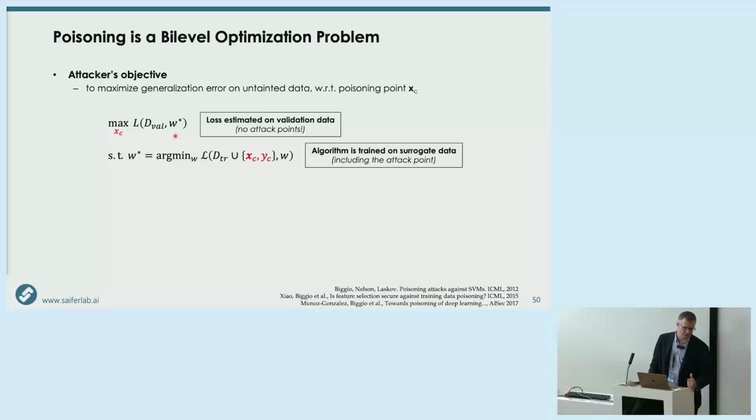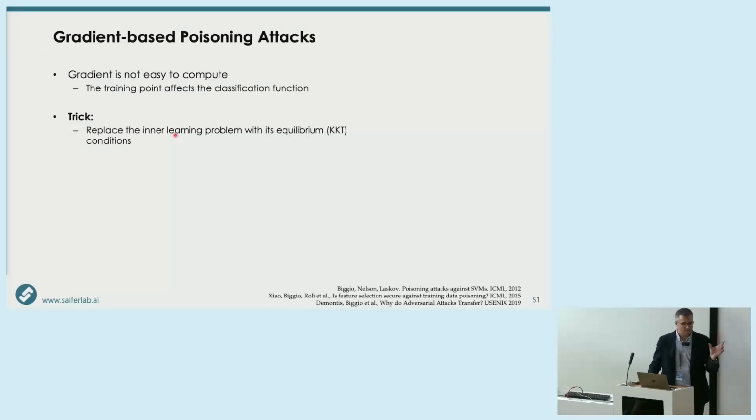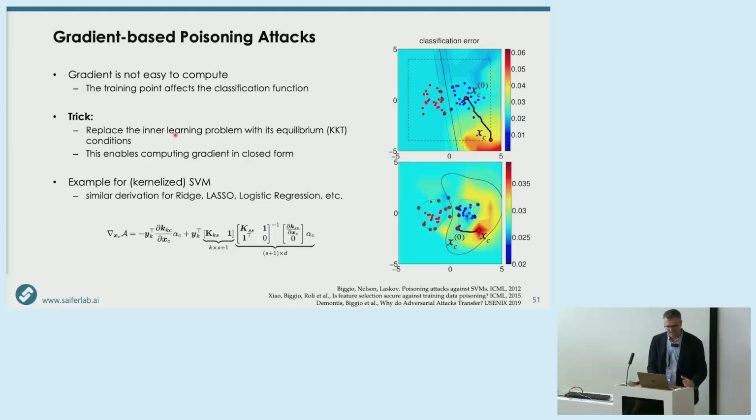So this is a bi-level problem. There is a whole literature on how to solve it. It's not so easy. But basically, for this case, what you can do is replace the inner learning problem with the equilibrium condition, which is a linear system of equations, and then you can compute the gradient by inverting the KKT, okay? This is a bit mathematically tricky, but conceptually it's not so difficult. So at the end of the day, you have found a direction that maximizes the loss on the validation set, okay? Assuming that the function is smooth enough, and so on and so forth.